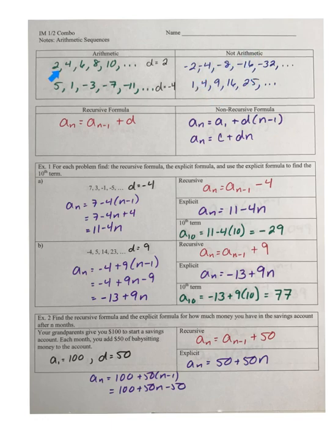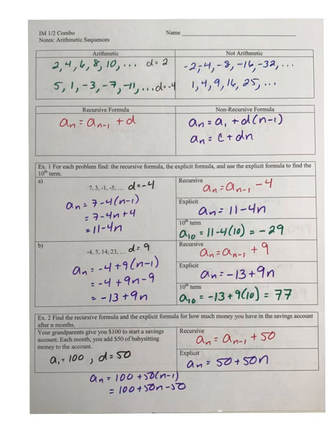So the key here, look, is +2, +2, +2, +2, -4, -4, -4, -4. So if we either go up or down by the same number every time, that is arithmetic, and that number is called the common difference. So the common difference here is 2. The common difference here is -4.